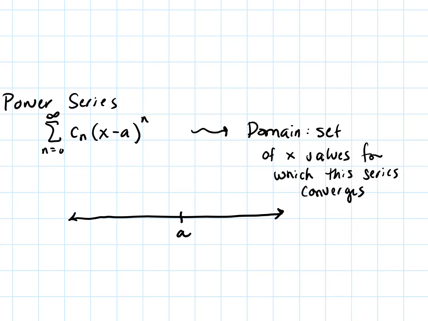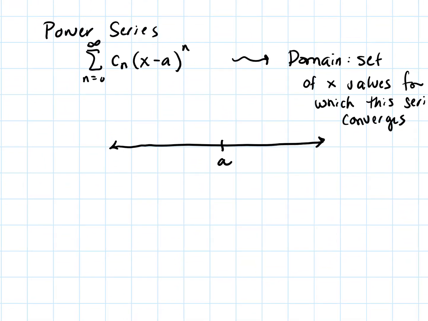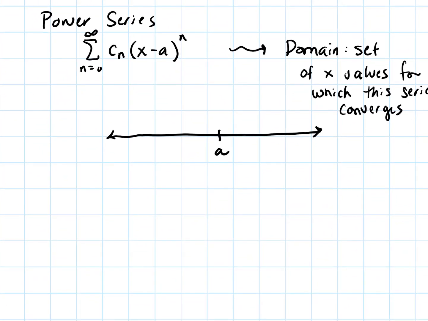So we've got a couple of possibilities. For which values does this converge? Where along this number line for x does this converge? And so we've got a couple of possibilities. The first possibility is where what we call the radius of convergence equals 0. That's our first possibility.